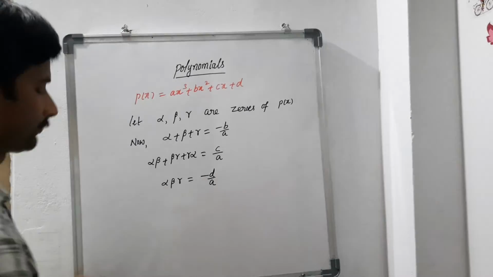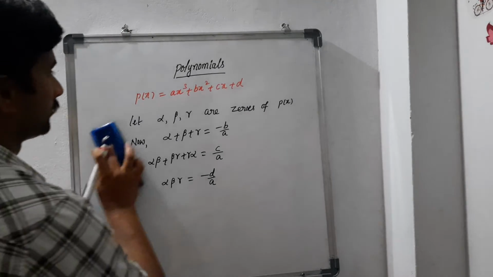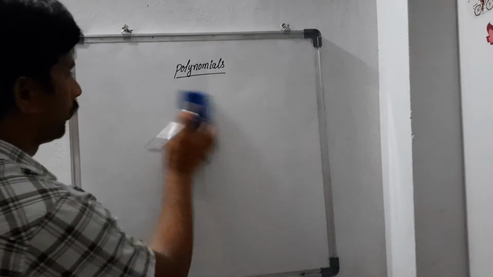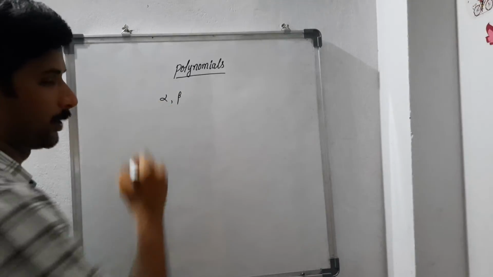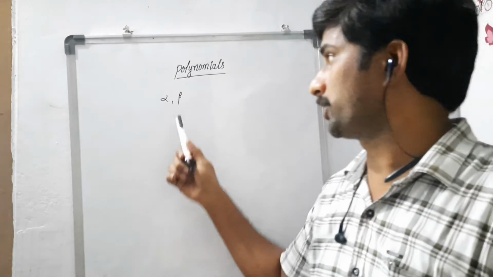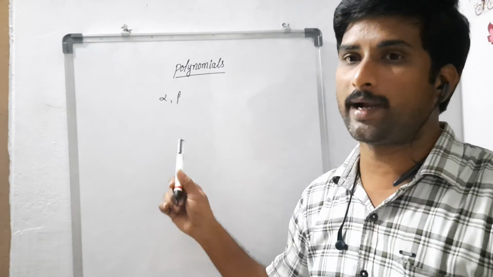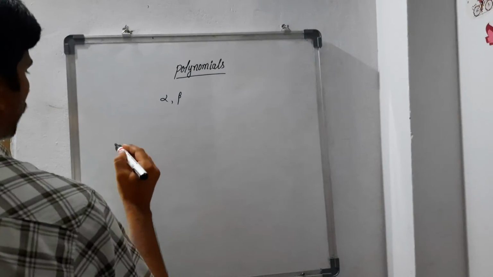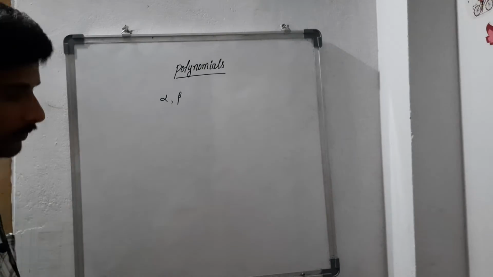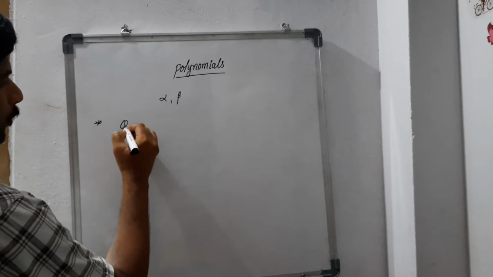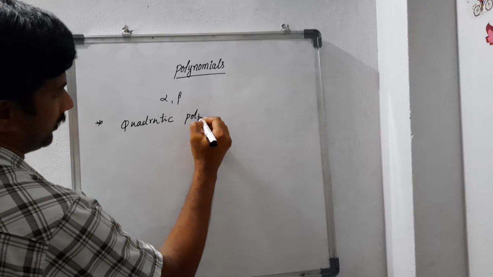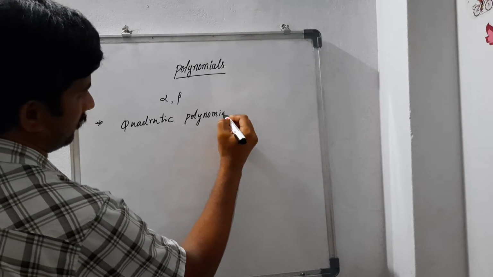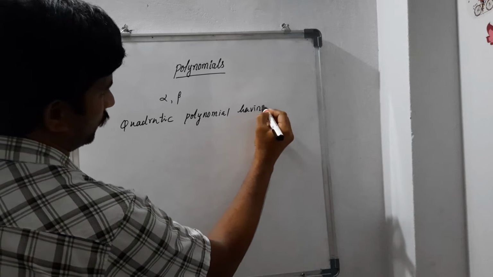Clear? Now, the next one. Whenever the zeros alpha and beta are given, how do we find the quadratic polynomial? Finding the quadratic polynomial whenever the zeros alpha, beta are given.